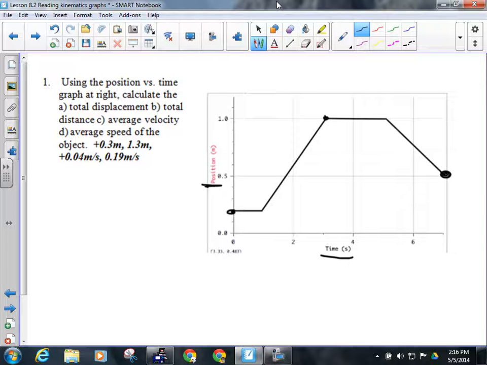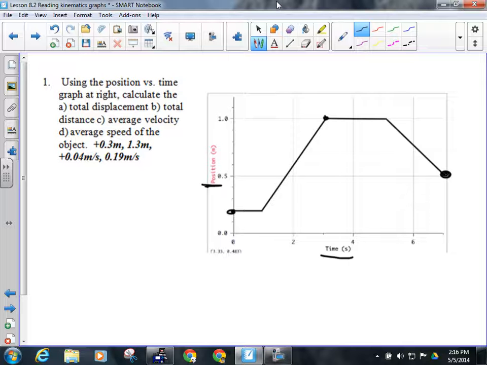We could calculate the total distance traveled by adding how much each section is. We can find the average velocity by finding the slope of the best fit line, or by going total displacement over total time. Same with speed, total distance over total time. So things like that to remember for this graph. So let's just do number one here as kind of a refresher or an example.